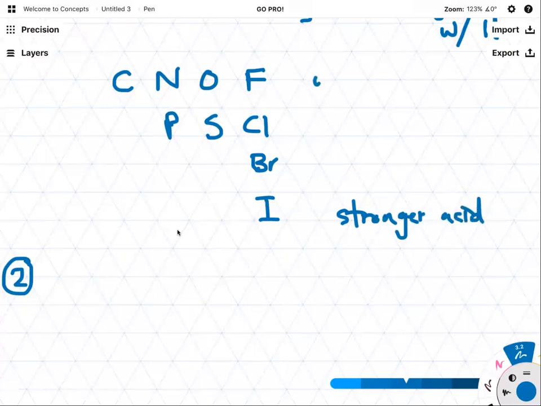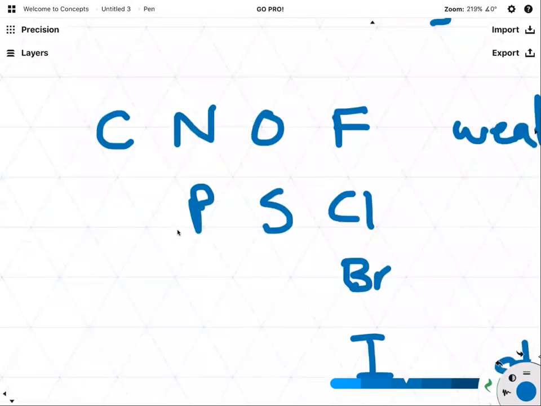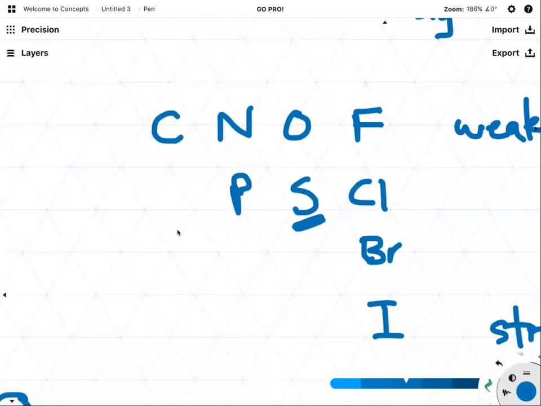And weaker acids are up here. Why? Because the bigger the atom, like let's say iodine. You know what, let me not use iodine as an example because this is where we had some confusion earlier today. Let's use sulfur. Sulfur is going to be a bigger atom than oxygen. They're in the same column.